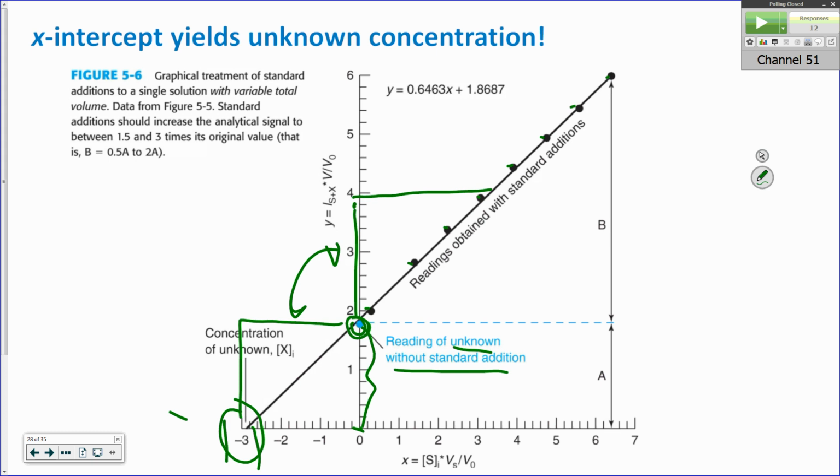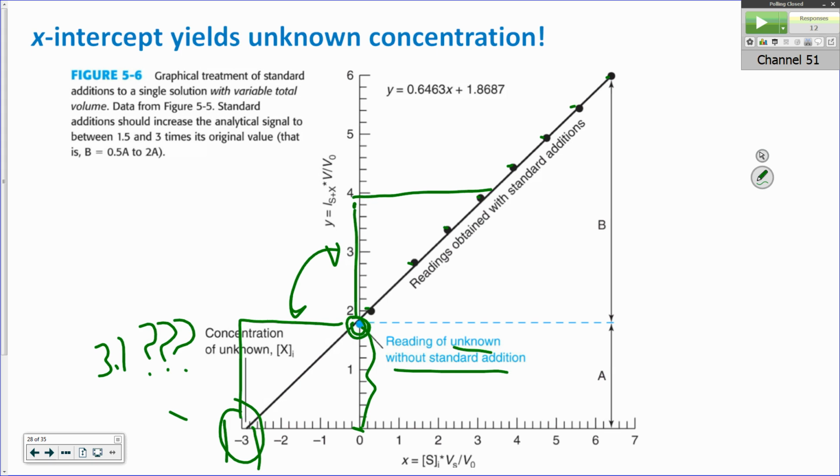So in this particular analysis, let's see, these are 0.2 ticks. So it's probably about 3.1 whatever units we have here. I don't know if it's in parts per million, micromolar. It doesn't say on this particular graph.